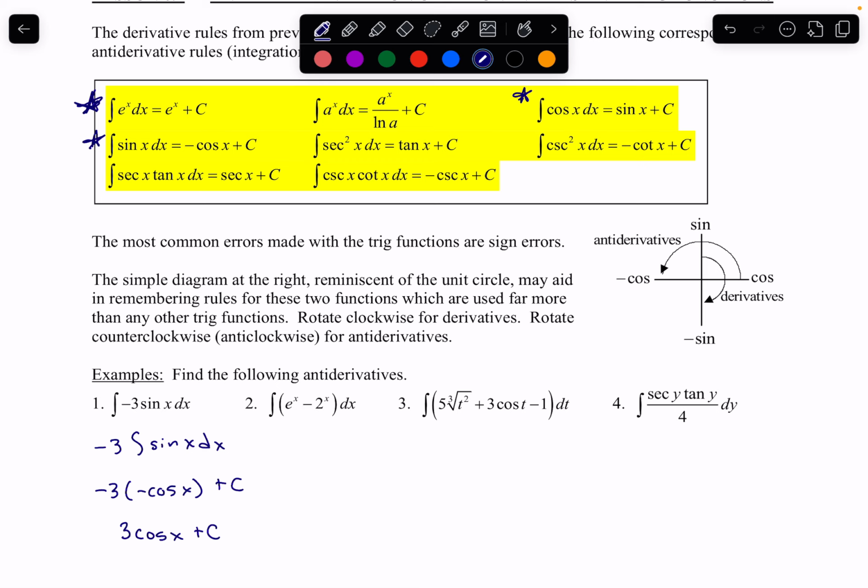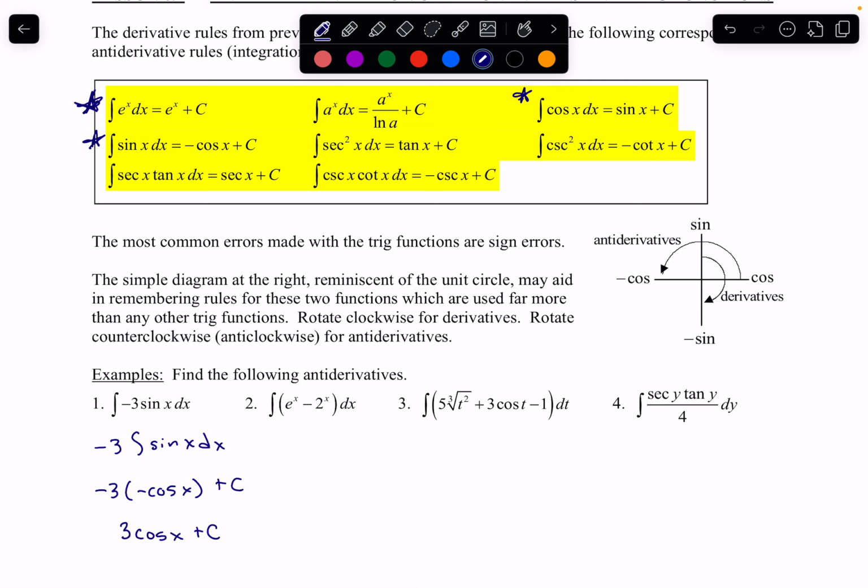You don't have to pull that negative 3 out. You could have left it in and just recognize that the sine is going to become negative cosine, which is going to take the negative 3, make it a positive 3. So yeah, you don't have to factor out that constant in front.